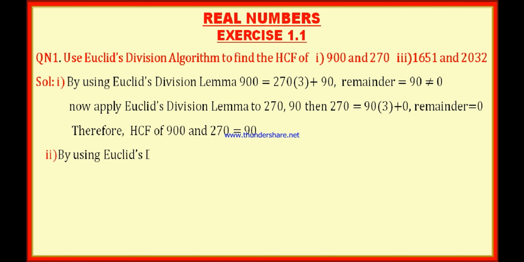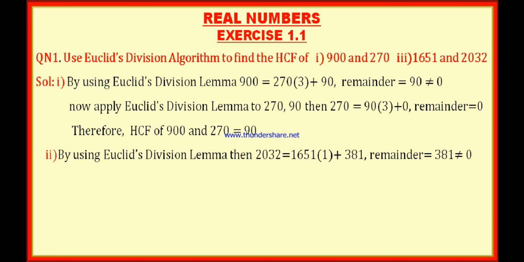And the third bit now. By using Euclid's division lemma, let us find the HCF of 1651 and 2032. 2032 is greater than 1651. If we divide 2032 with 1651, 1651 goes into 2032 one time and the remainder is 381. If you have any confusion, you may do this division in rough work, so that you can write 2032 is 1651 into 1 plus 381.